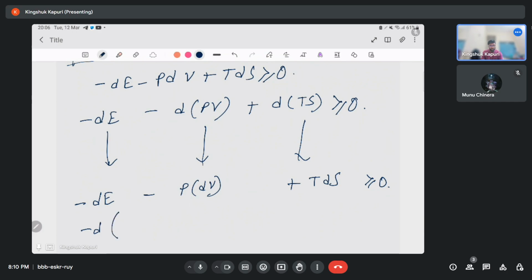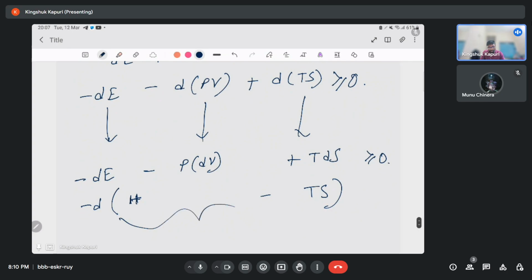So E will be, when you are applying any pressure, and due to that pressure your volume change is occurring, that is W. So E plus W becomes H, right? And you have taken d common, so the equation becomes H minus TS is greater than 0, and d here is the differential.